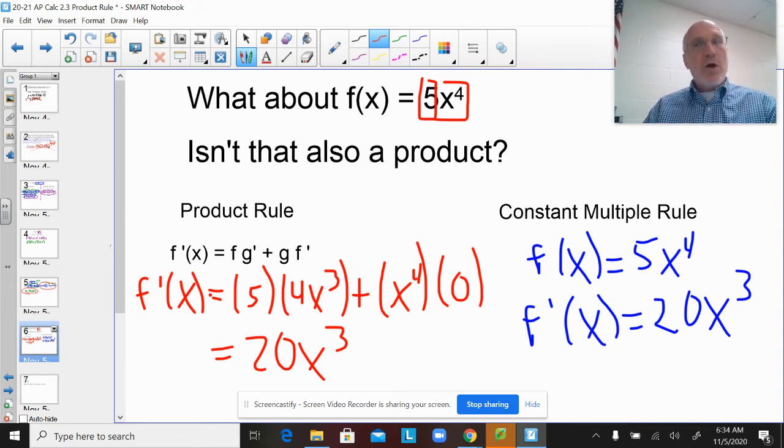Now, we'll see the same thing with a quotient. We'll learn a quotient rule tomorrow. And if you're just dividing by a number, it's easier just to treat it as a constant, not a quotient. So just be aware of that.